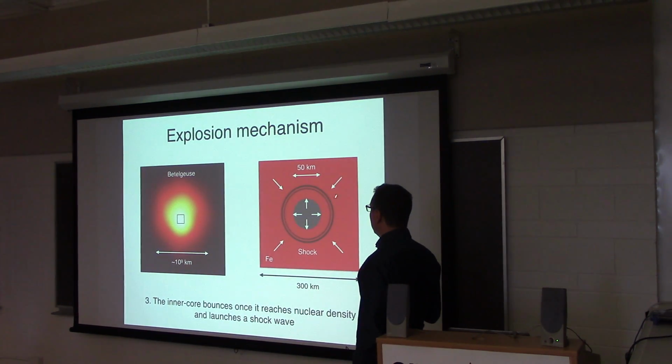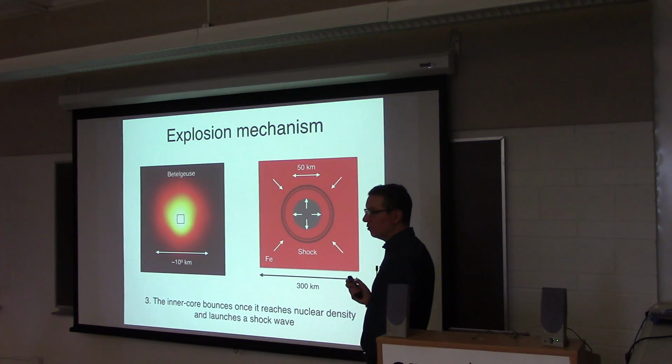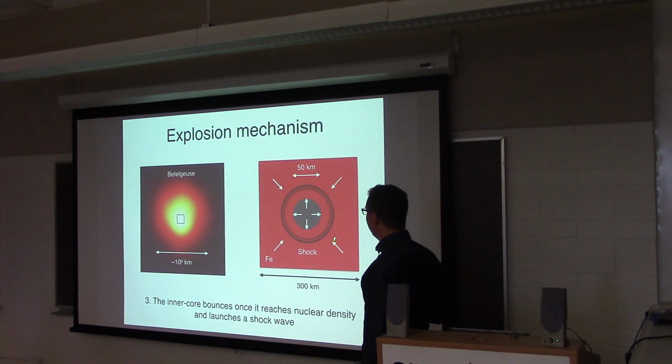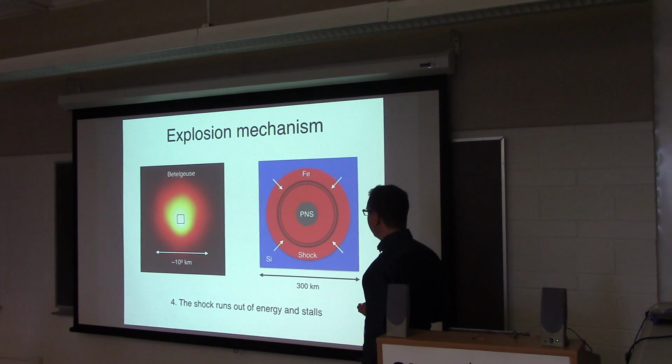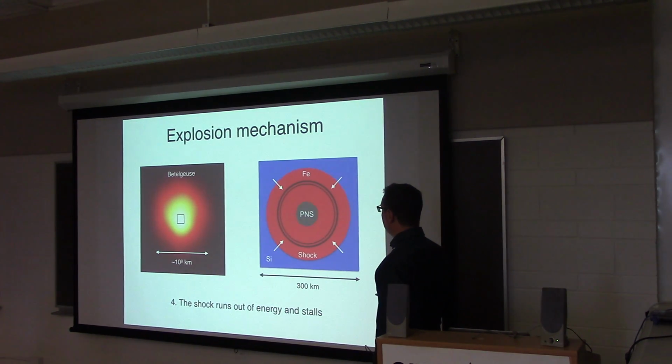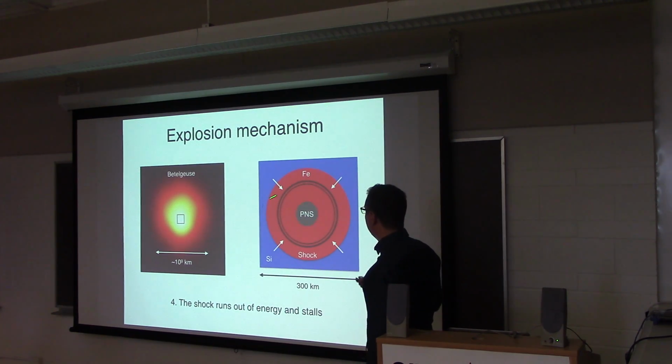The outer part of the core is infalling supersonically, so it doesn't know that the inner part of the core has stopped collapsing. So it rams into it, and the result is that it produces a very strong shock wave. The shock wave travels outwards, but it's dissociating heavy nuclei, and there are a lot of neutrino losses behind. So eventually the shock wave stalls. This takes about 50 milliseconds, perhaps, for the shock wave to stall.